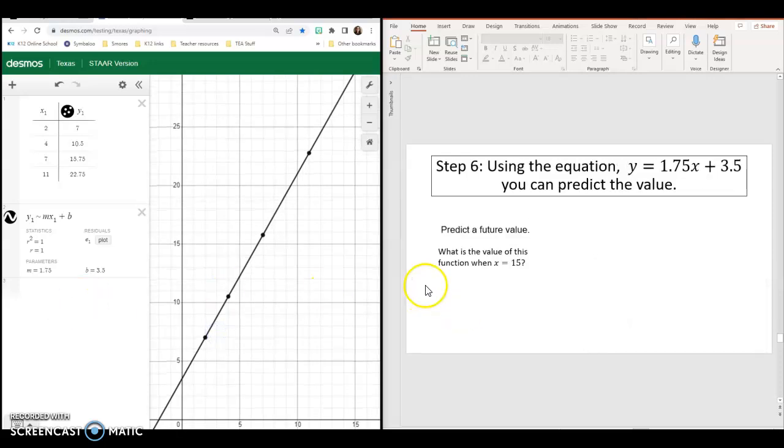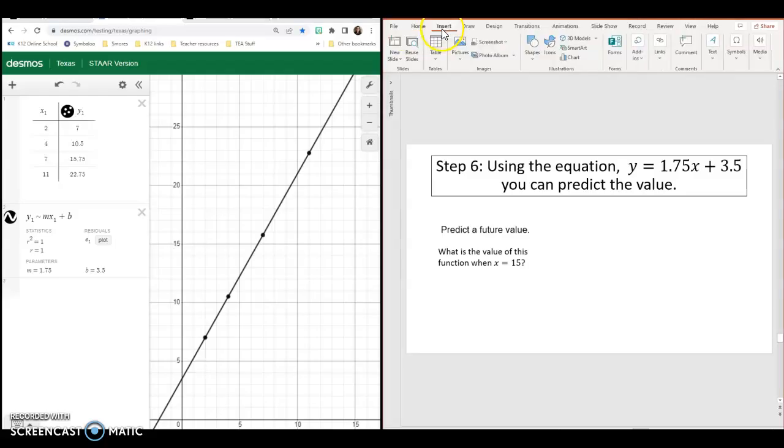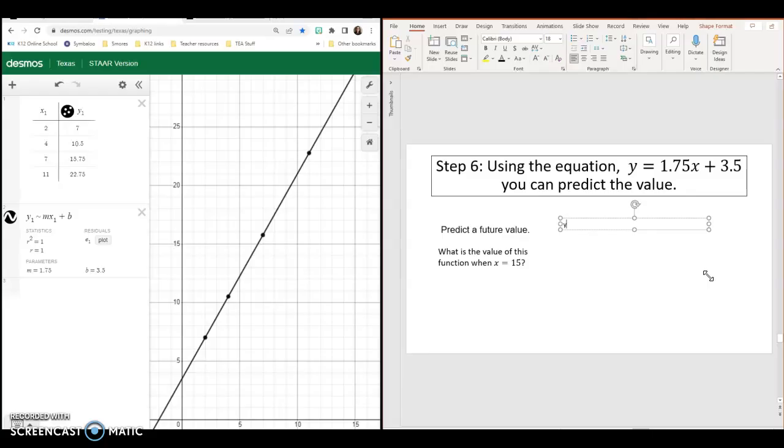So now using the equation, you can actually predict a value. So let's predict a future value. What is the value of this function when x equals 15? So what we can do is use this equation and plug in x equals 15 to figure out a future value. So we have 1.75 times 15 plus 3.5.